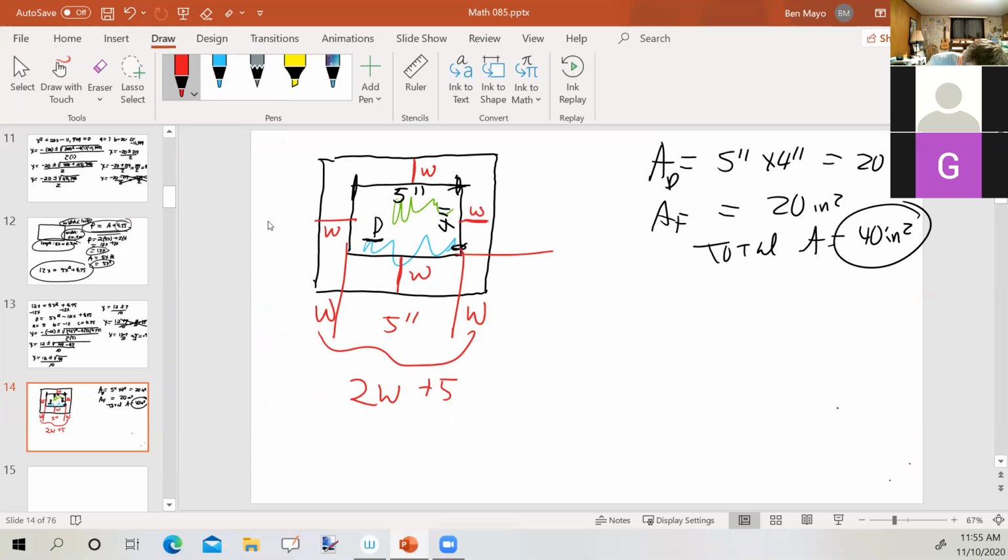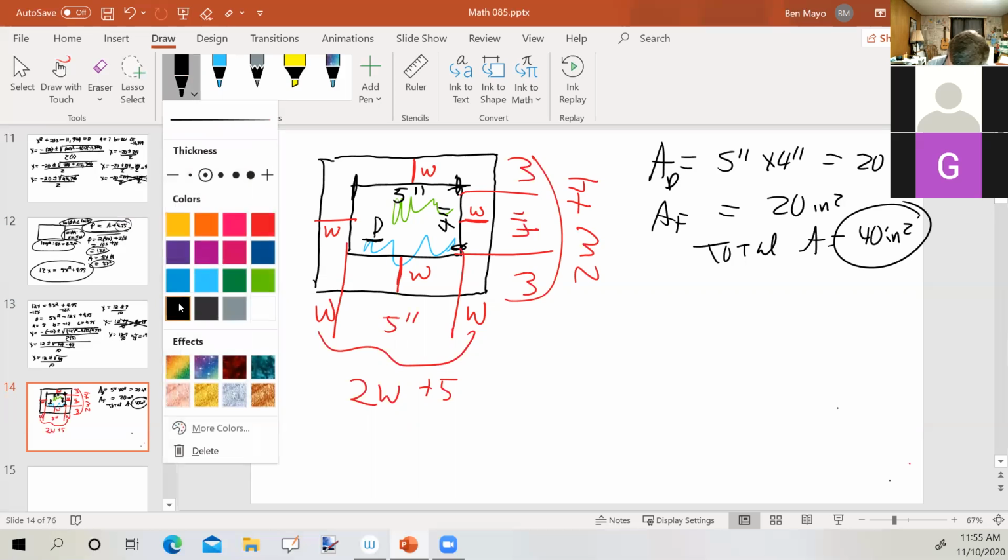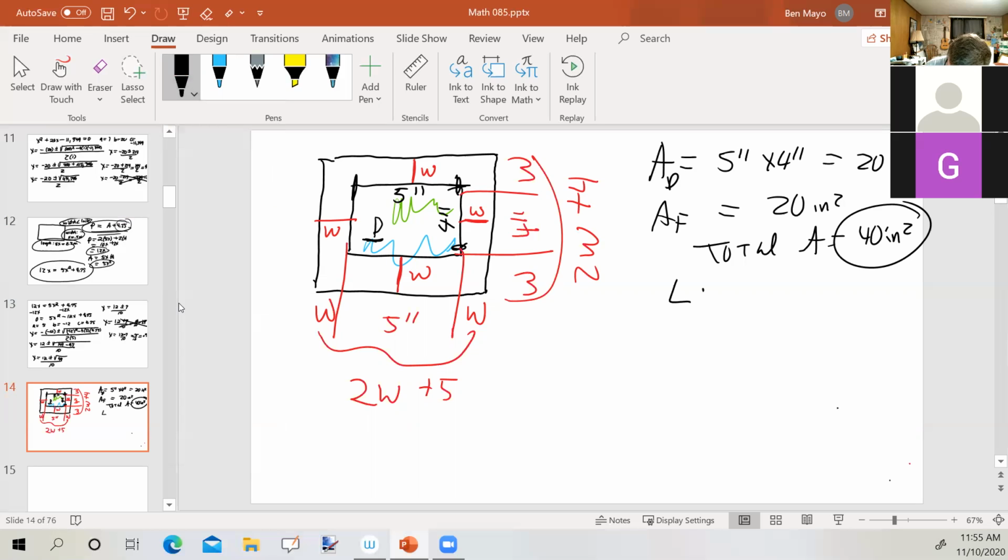Over here, this is 4 inches, this is W, and this is W. So this whole thing would be 2W plus 4. Any questions on that? No. Okay. So the length times the width of the entire thing is equal to the area. So we've got 2w plus 5 times 2w plus 4 equals 40.